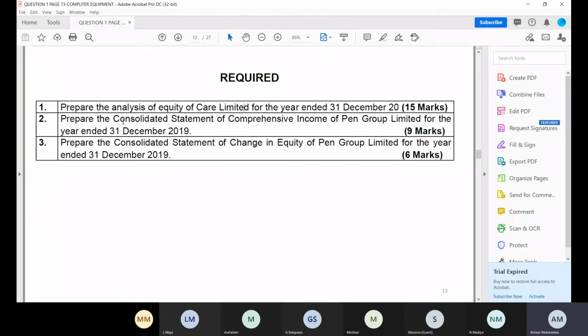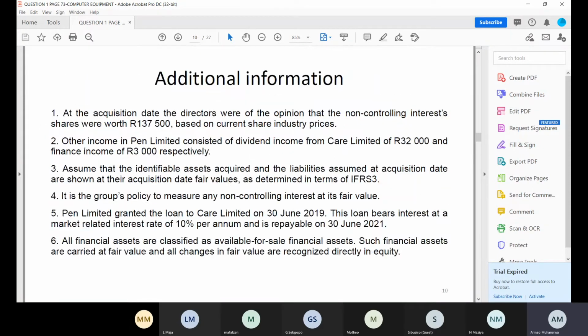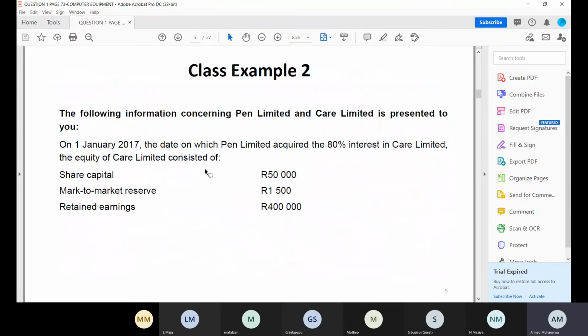And we must also prepare the consolidated statement of comprehensive income, consolidated statement of changes in equity. You can note here that they didn't want us to prepare the consolidated statement of financial position in this case, but you might get a question that requires you over and above analysis, statement of comprehensive income, and statement of changes in equity. You must also be able to know how to prepare the statement of financial position. All right, so those are the required, and this is the information given in this exercise, right?